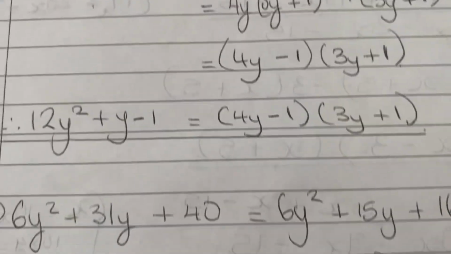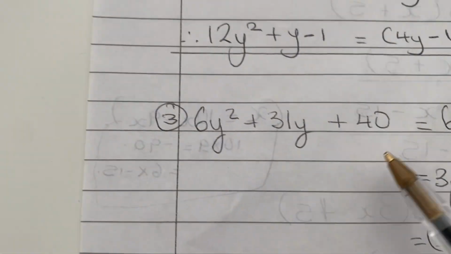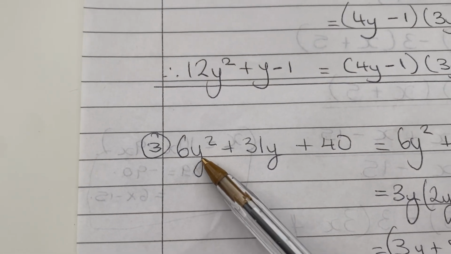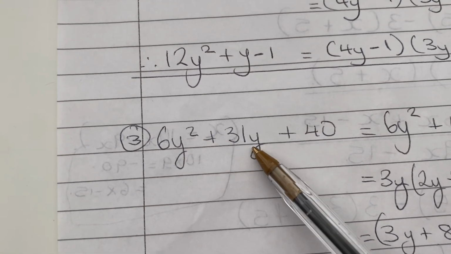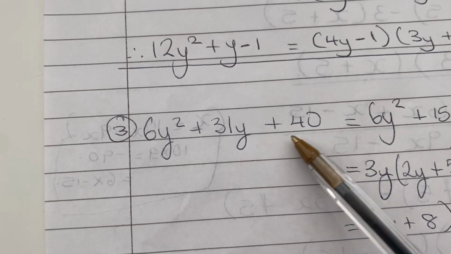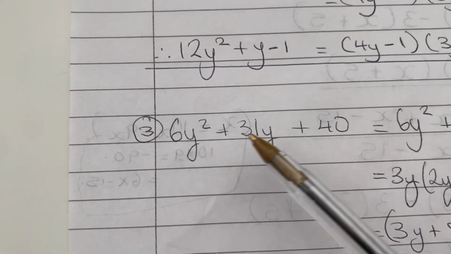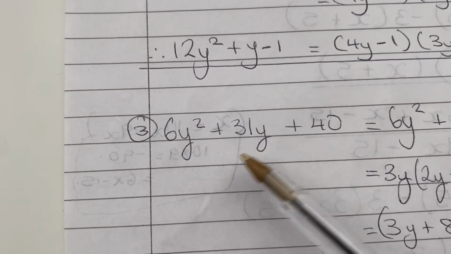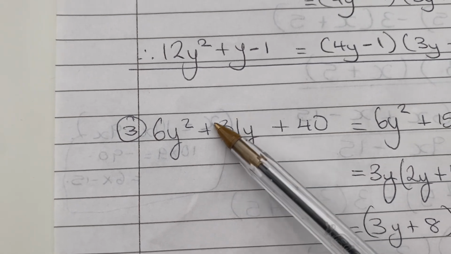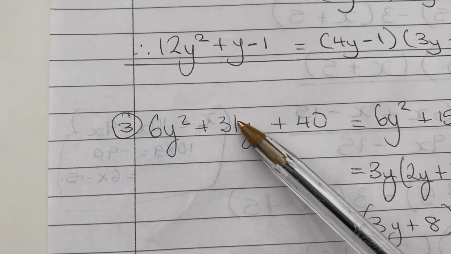Let's look at the third one. Okay. Now, another one, 6y squared plus 31y plus 40. Don't get intimidated by the huge numbers. So how do I break the middle term down?